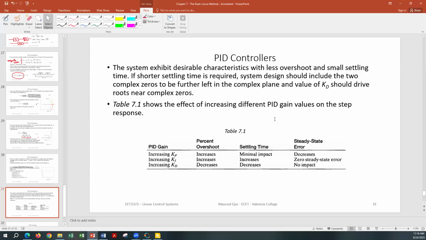The table shows the effect of increasing different PID gain values on the step response. If you increase the proportional gain, percent overshoot is going to increase, settling time is not going to have any impact, and error is going to decrease. If you increase the integral gain, percent overshoot is going to increase, settling time will increase as well, and you can go up to 0 steady state error. If you increase the differential gain, overshoot will decrease, settling time will decrease, and steady state error will have no impact. So all three of them working together is going to give you the optimum solution for different cases, as we saw in the video as well.